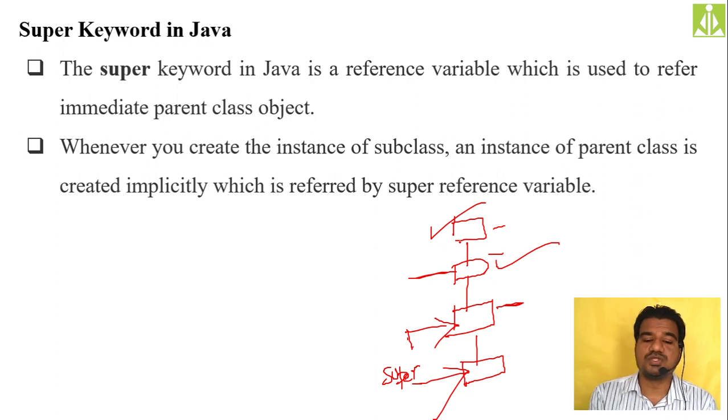Remember this one. The super keyword in Java is a reference variable which is used to refer to the immediate parent class object. So when I am saying immediate, I mean exactly the one on top of the current class. Whenever you create the instance of a subclass, an instance of a parent class is created implicitly, which is referred to by the super reference variable.